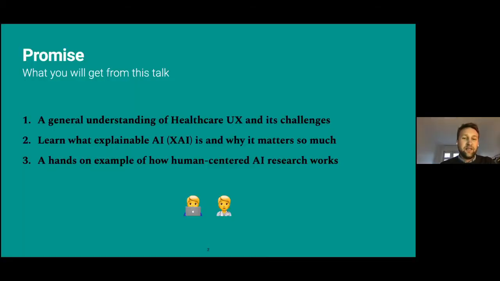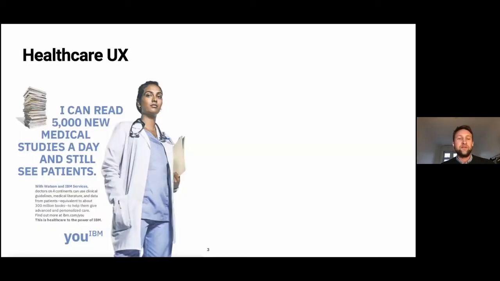So I'd like to begin with the promise. What you will get from this talk are three things. First, I will give a quick overview of healthcare UX and why it is somewhat special as a field. Second, I will lay out what explainable AI is and why it must be designed in a human-centered way. And last but not least, I will give you an example of what that actually means in practice, in the form of scientific research and experiments. So this is somewhat a densely packed talk, but I hope at the end you will find information and inspiration about these two fascinating topics.